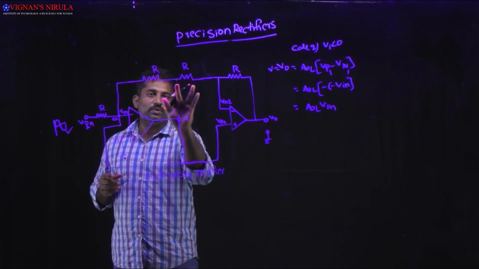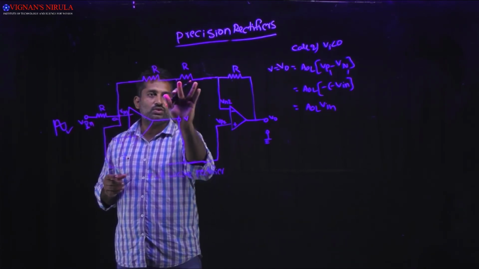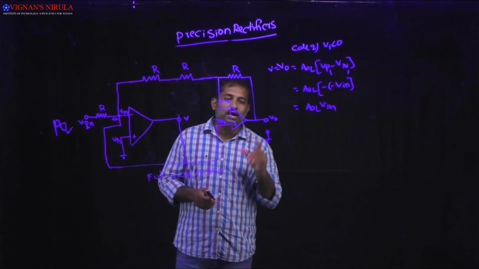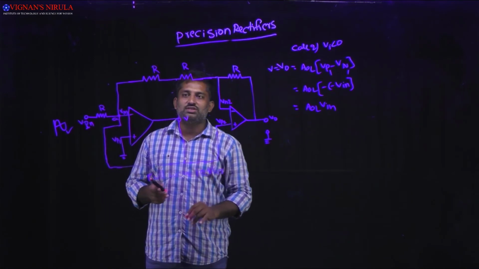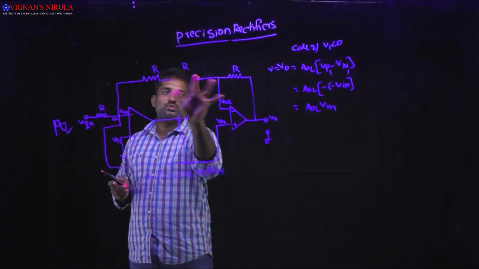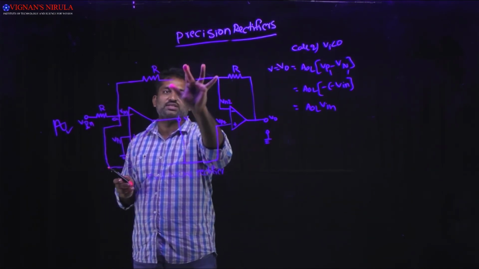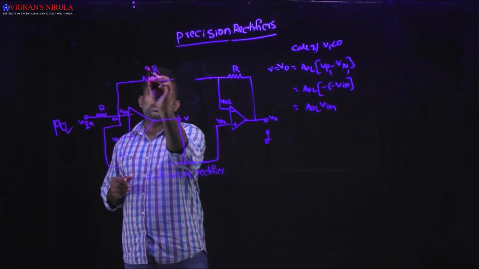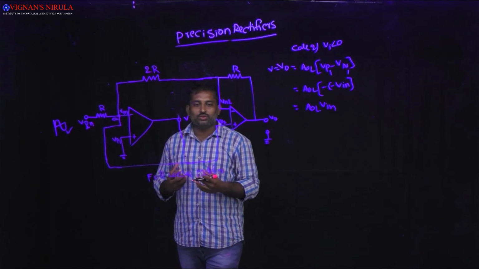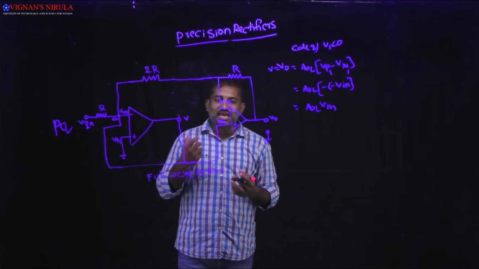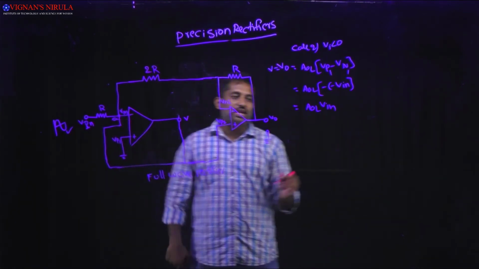Now there will be no connection from this to this. And if you clearly observe, these two resistors are connected in series. So you may remove these two resistors and place an equivalent resistance R plus R, which is nothing but 2R. Now what I am going to do is apply KCL at node A.